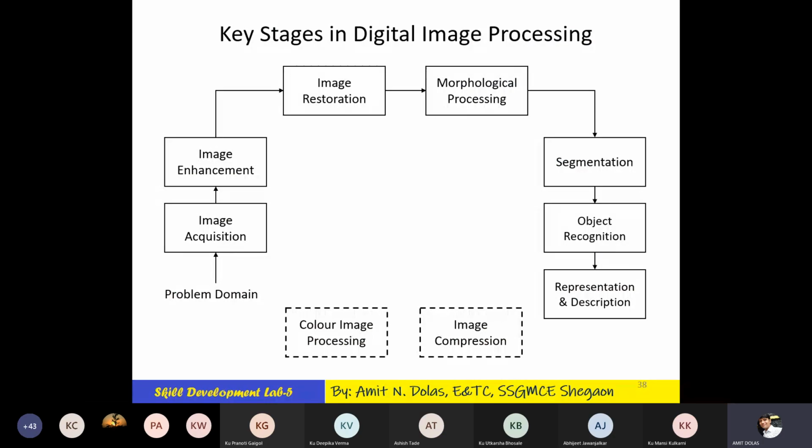This is the present block diagram. The title is key stages in digital image processing. Is it visible to you? Yes, sir. Okay. Now, in any image, you can see there are several stages. First of all, you should know what is the problem domain, means you are taking an image. Later on, what is the area of interest in that particular image.